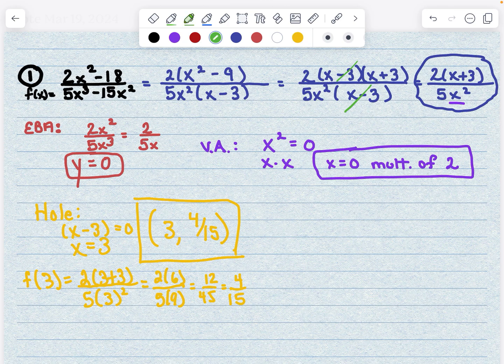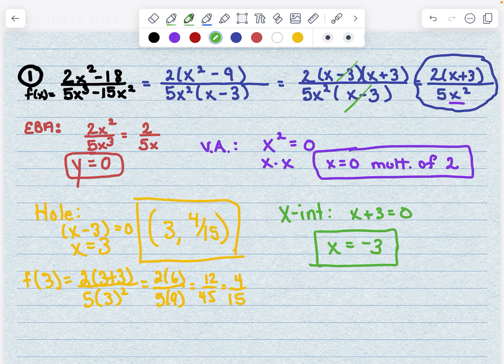We can do the x-intercepts. The x-intercepts are going to come from any of the uncanceled factors in the numerator. So my x-intercept is going to be at -3.